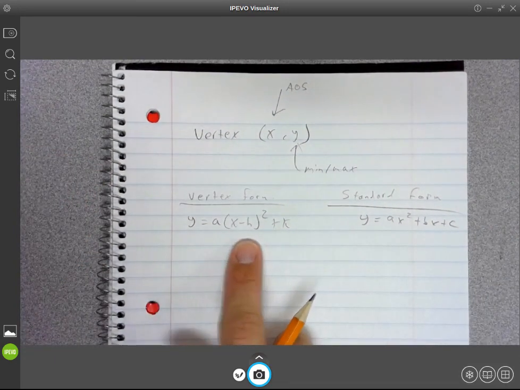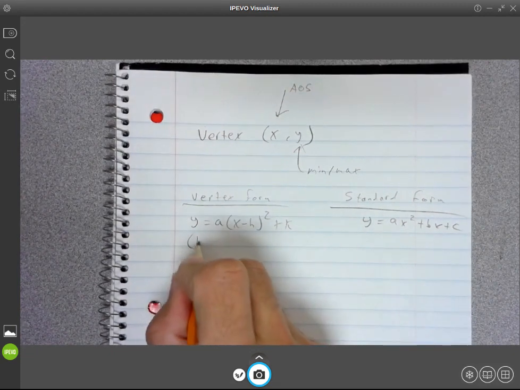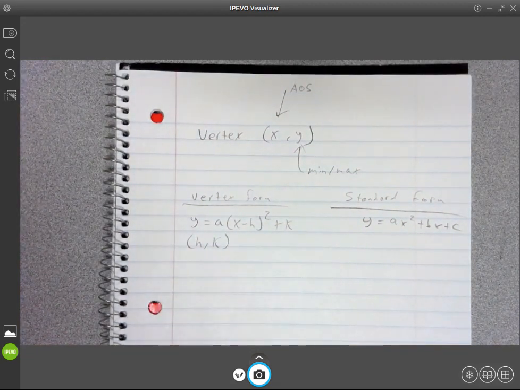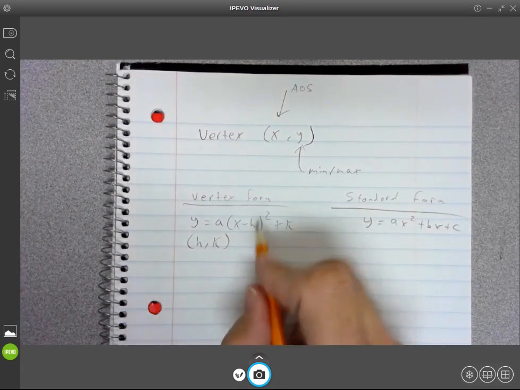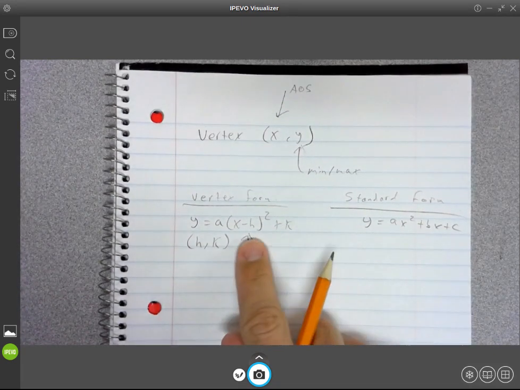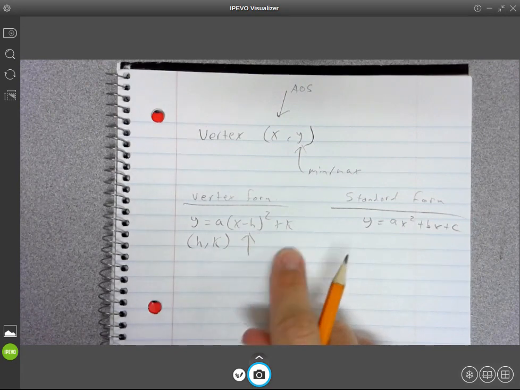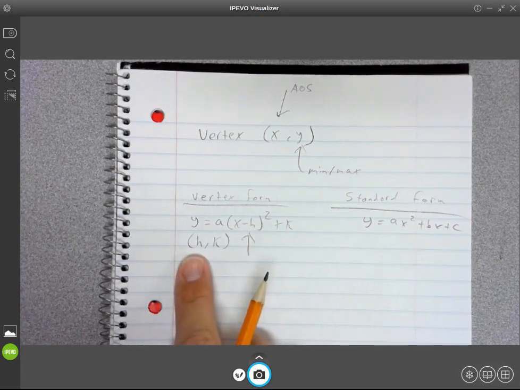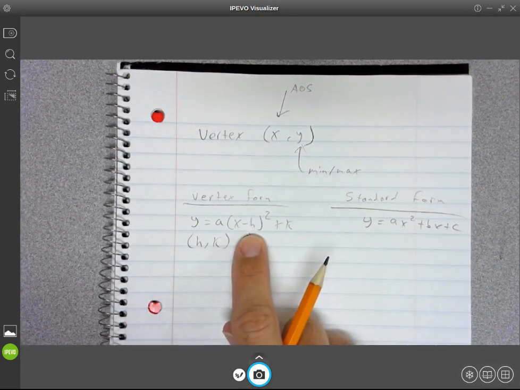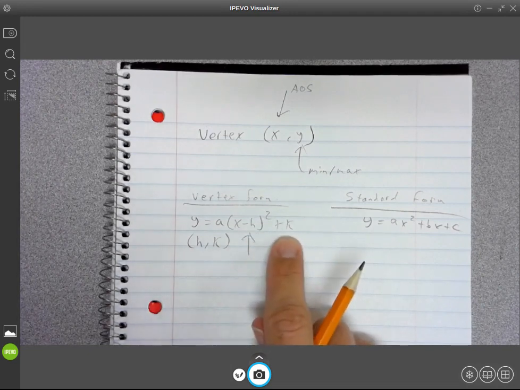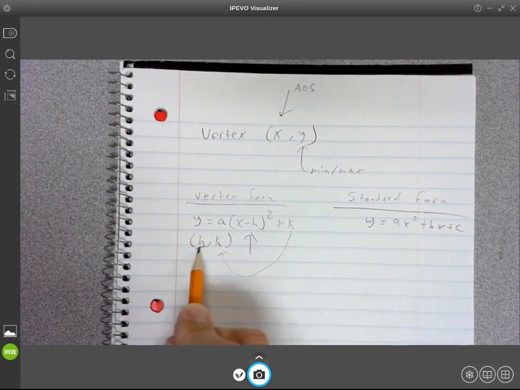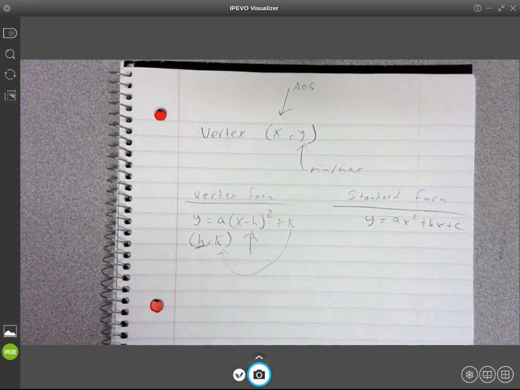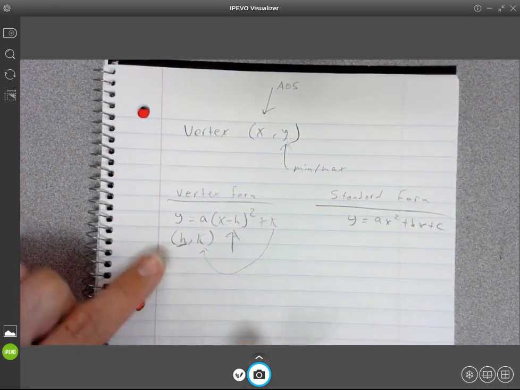So if it's in vertex form, the vertex is h comma k. And the reason that is, I don't like to think of it formula-wise, but I always think, if h is negative on the inside, then it's going to be positive on the outside because you're moving this many units to the right, and you're moving this many units up or down. So this one will always match that one, but this one will always be the opposite of that one. Okay, so that's your vertex.